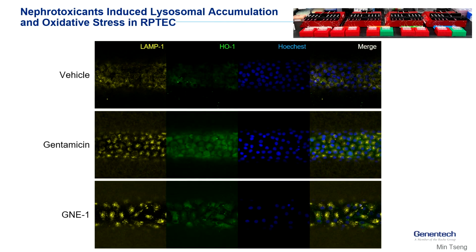Then this is a simple immunofluorescence against LAMP1 and HO1, which is an oxidative stress marker, by gentamicin and GNE1, for instance. You see the nice accumulation of LAMP1 surrounding the nuclei, and also the expression of HO1.